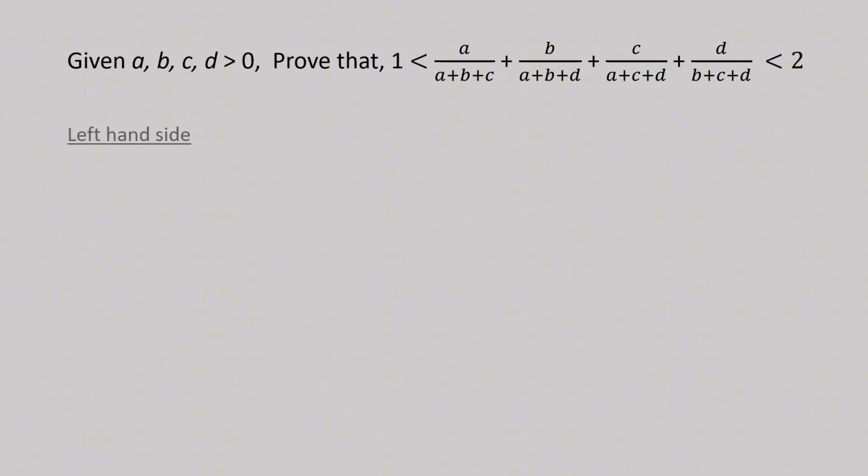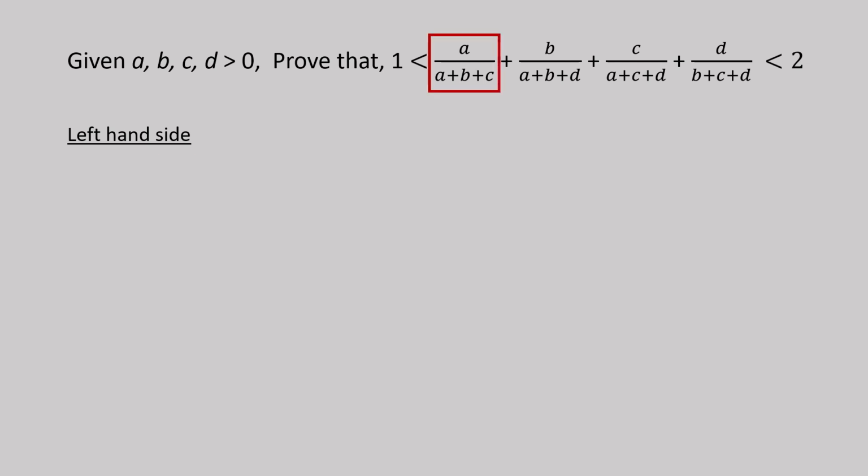Let's get started with the left-hand side proof first, to prove that the expression is greater than 1. The approach I'm thinking is to build up an inequality with fraction terms that have a common denominator, hence to add them up and arrive at the solution. Let's see how that's gonna work.